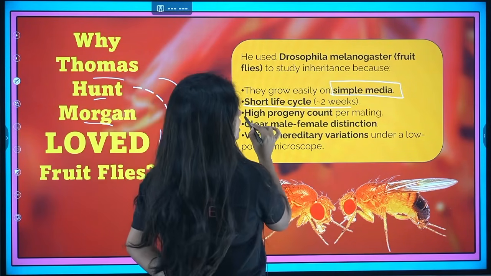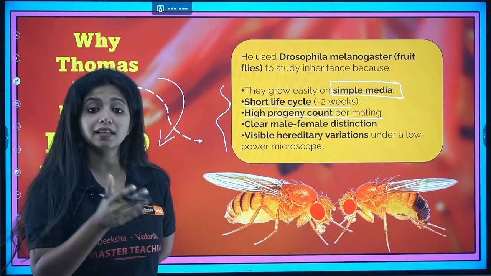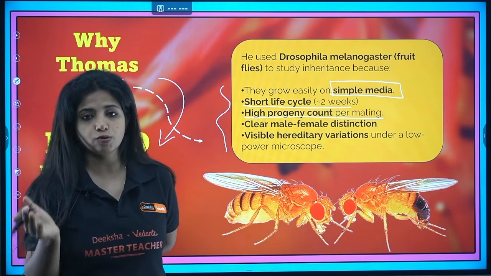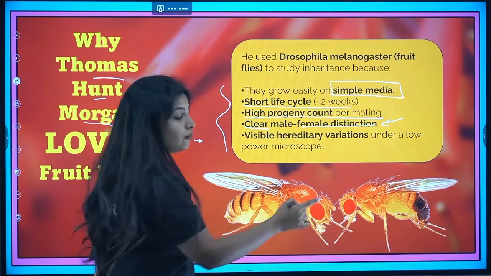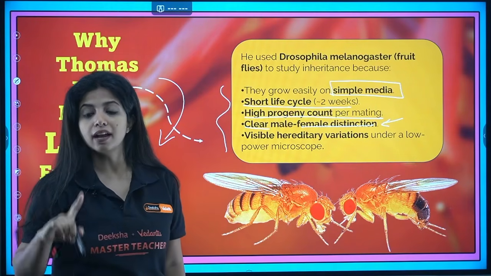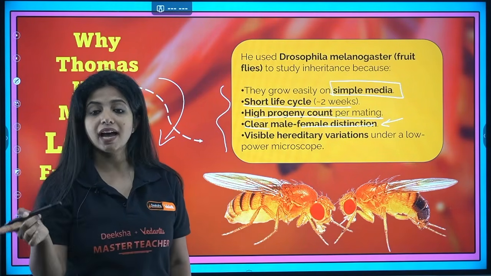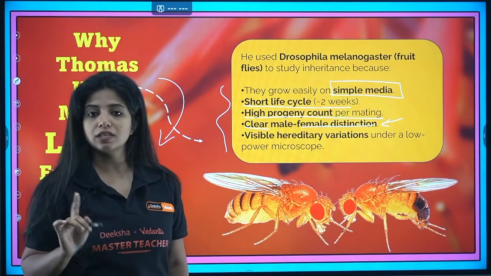Third thing, high progeny count. So whenever they mated, they gave rise to so many progenies, which was also a very good thing. Clear male and female distinctions. Male and female were clearly distinct, and you should know that females are larger in size than males over here.